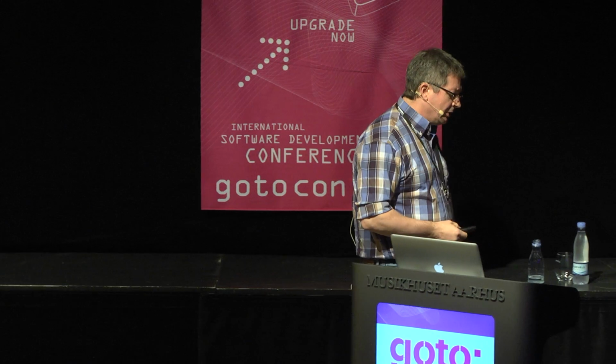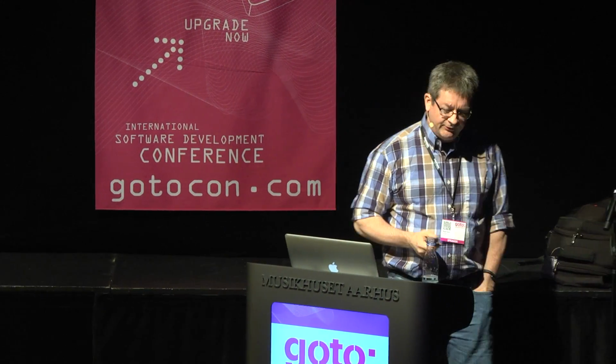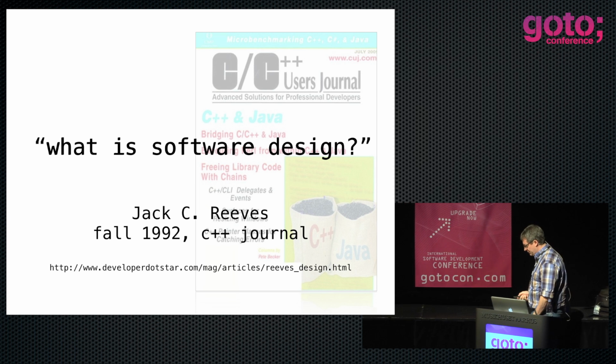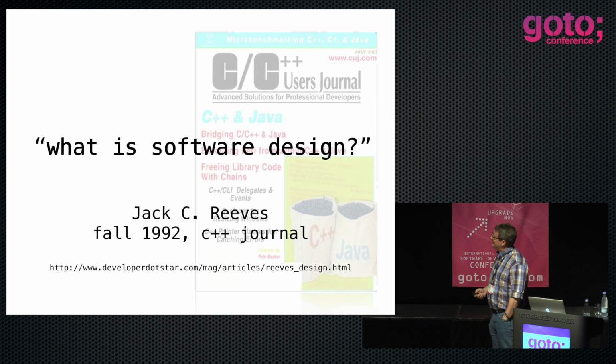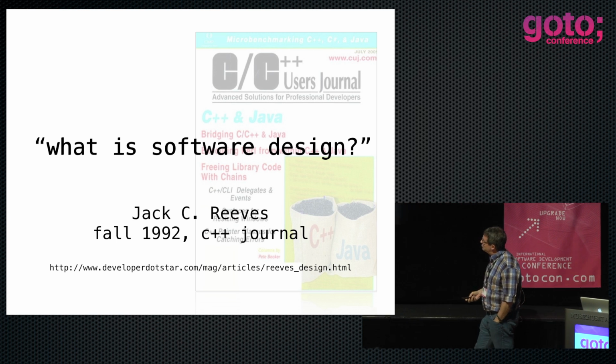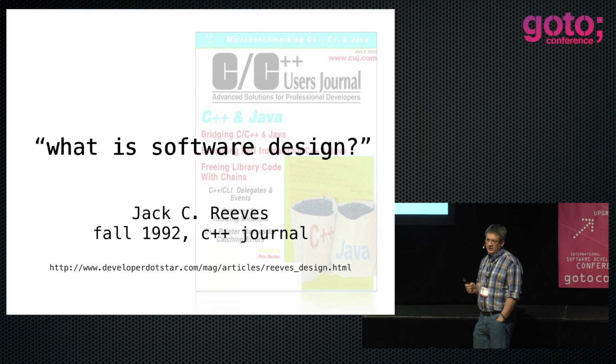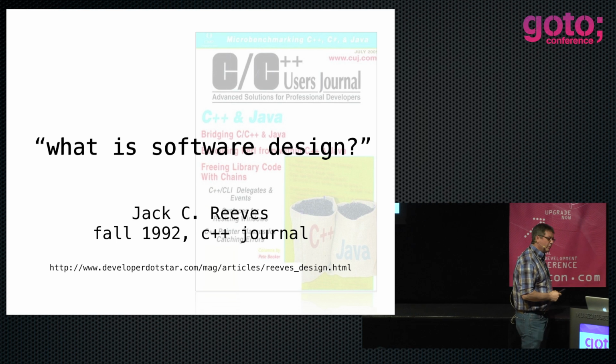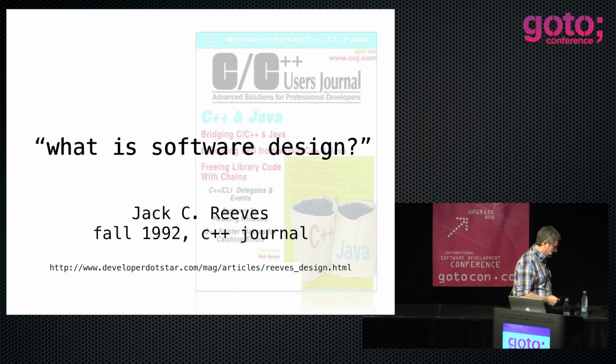But before we get too far into that, we really need to answer a fundamental question. What do we mean when we talk about software design? And fortunately, someone has answered this question for us. Back in the fall of 1992, in the C++ journal, Jack Reeves wrote a very influential essay, which you can still get at that location. It's still worth reading because you would believe that it was written last week.